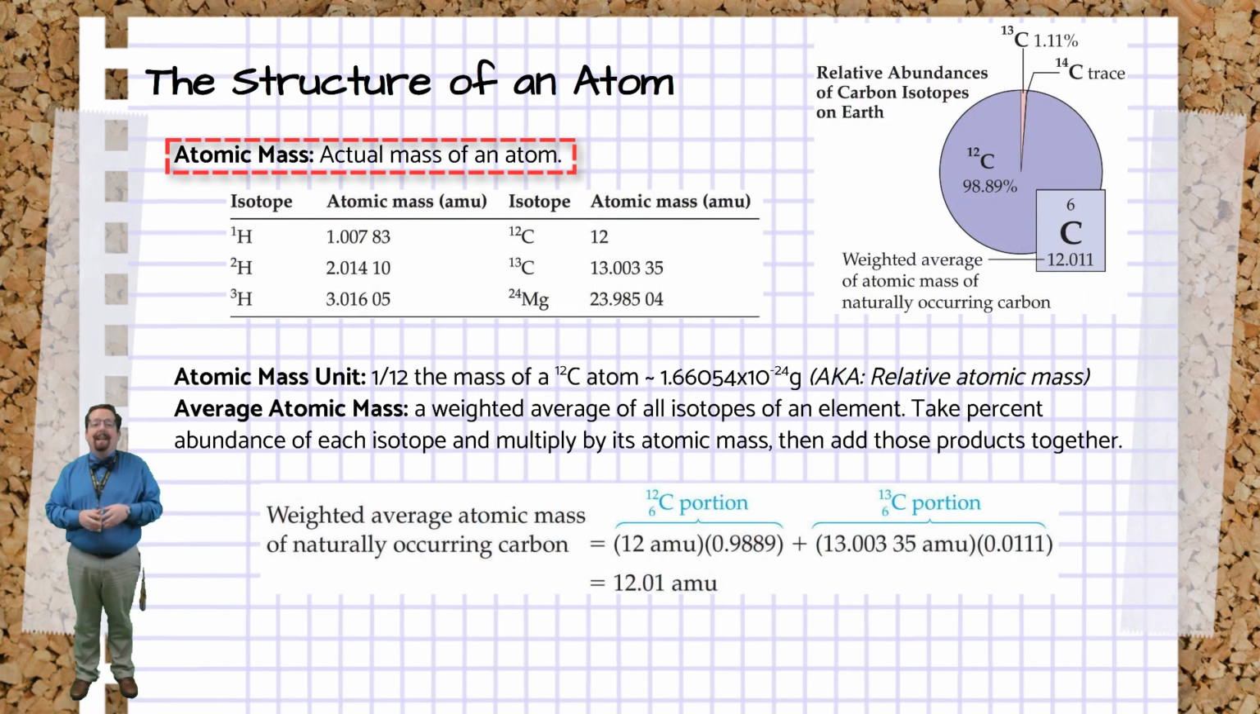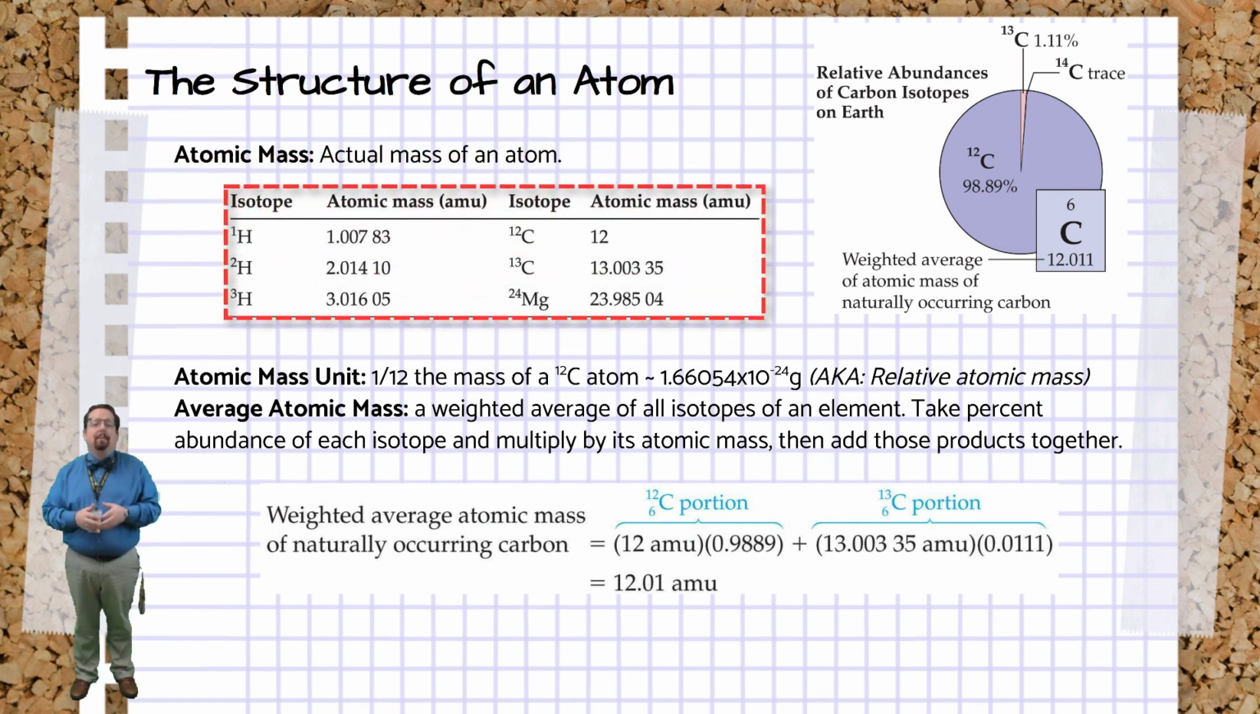The atomic mass is the actual mass of the atom. Remember, the mass number is just a count of protons and neutrons, not the actual mass. Look at these isotopes here. You might notice something a little strange. These isotope masses are reported in atomic mass units, or AMUs.